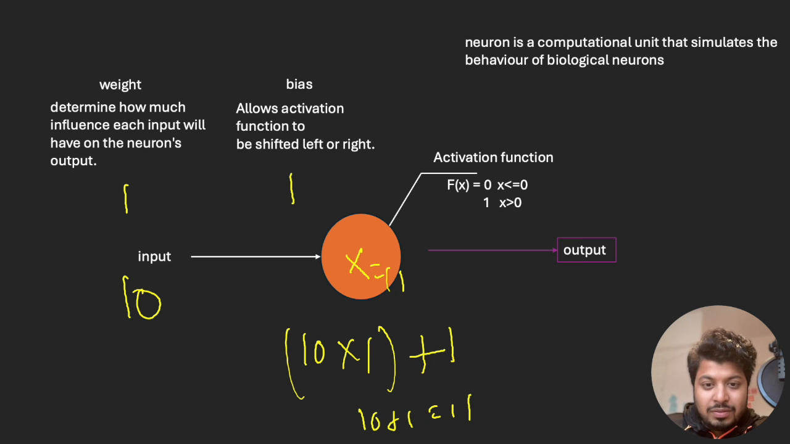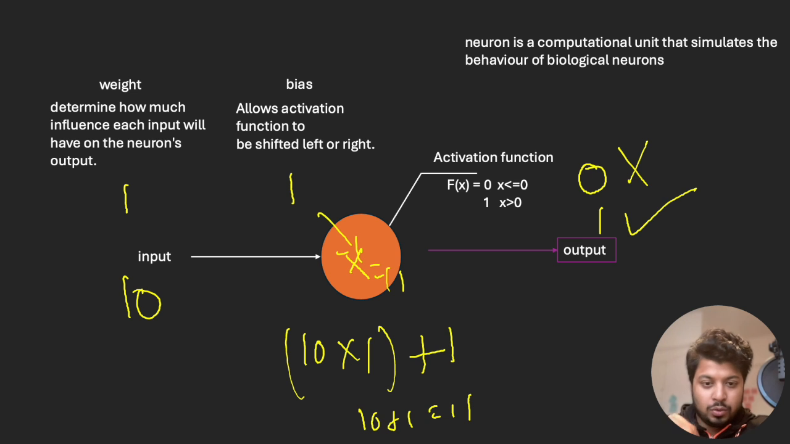On this x, we will apply an activation function. So what does this activation function tell? If the x is less than or equal to 0, the output is 0. And if this x is greater than 0, the output is 1. It's very important to understand that after applying the activation function on this x, if the output is 0, that means this neuron is not activated. If the output here is 1, that means this neuron is activated.